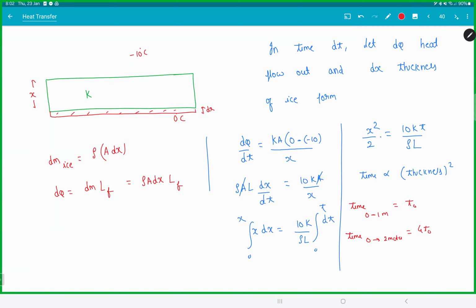Can you see? It becomes more and more difficult. For 1 meter, if it takes 1 hour, then 2 meters will take 4 hours. That means the time taken to go from 1 meter to 2 meter ice is 3 T naught. So from there, actually, you can get a ratio. 1 meter, 2 meter, 3 meter, you'll get a ratio 1 is to 3 is to 5 is to 7 and so on. So as the ice thickness increases, it becomes more and more difficult to form ice.